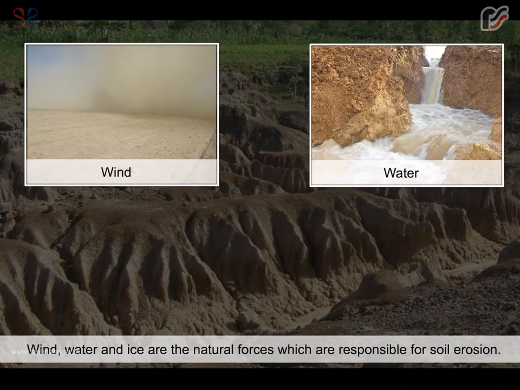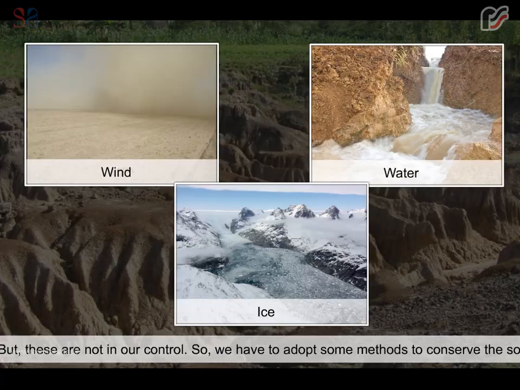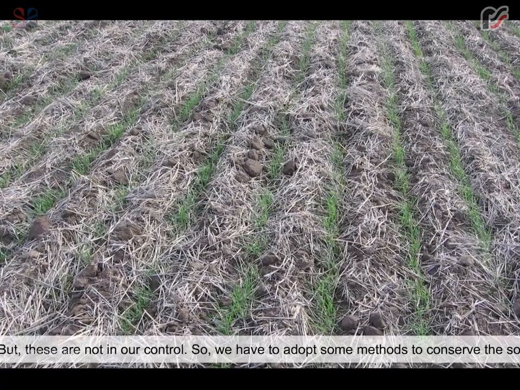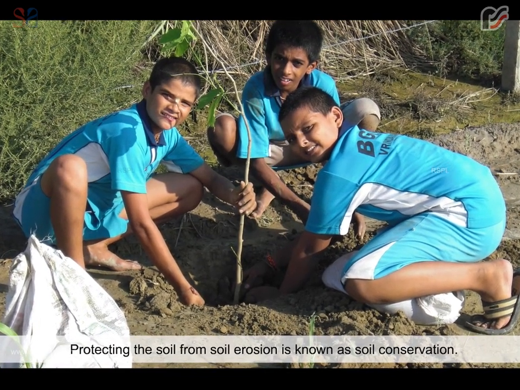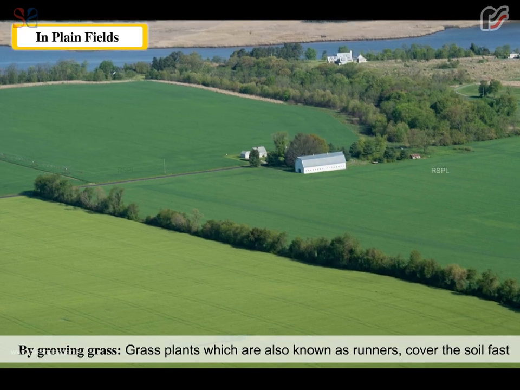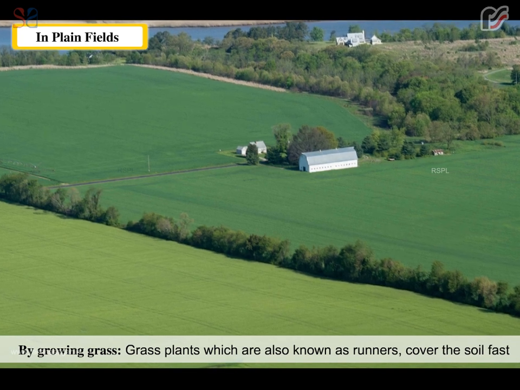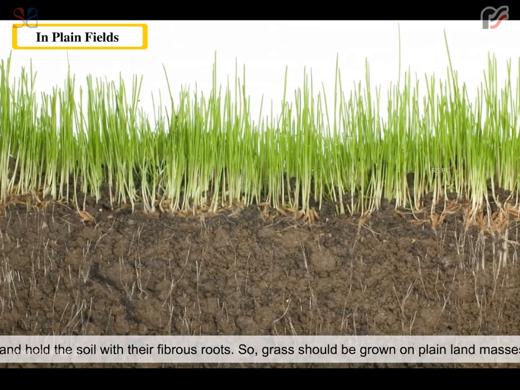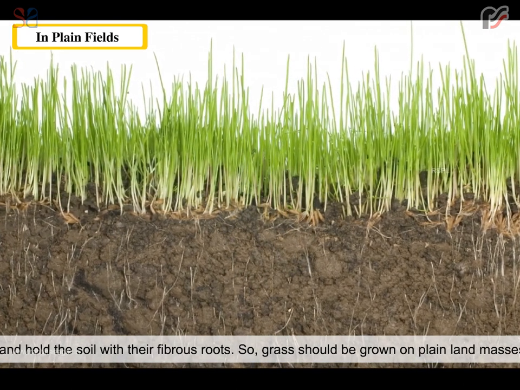Wind, water, and ice are the natural forces which are responsible for soil erosion. But these are not in our control, so we have to adopt some methods to conserve the soil. Protecting the soil from soil erosion is known as soil conservation. Let us see how following methods help us to control soil erosion. In plain fields, by growing grass. Grass plants, which are also known as runners, cover the soil fast and hold the soil with their fibrous roots. So, grass should be grown on plain land masses.